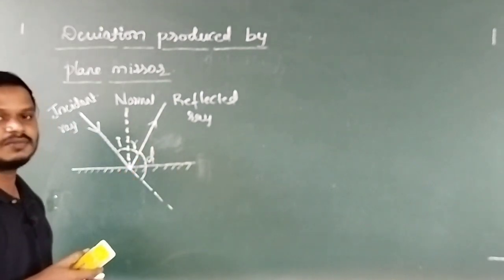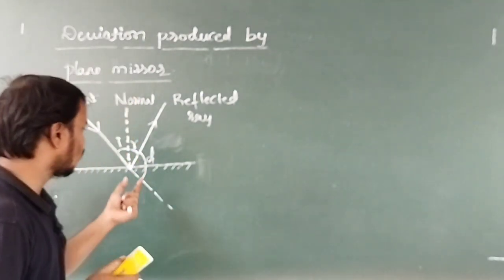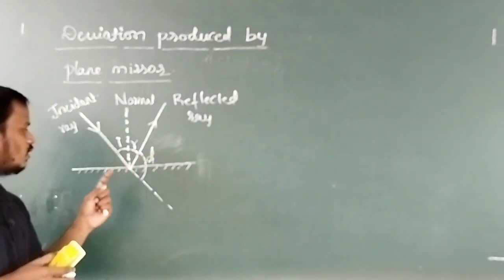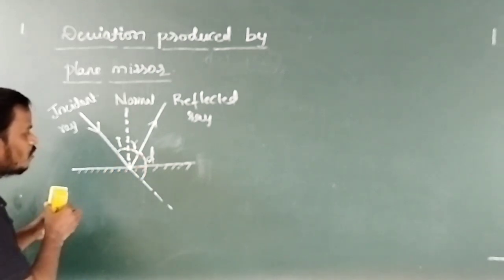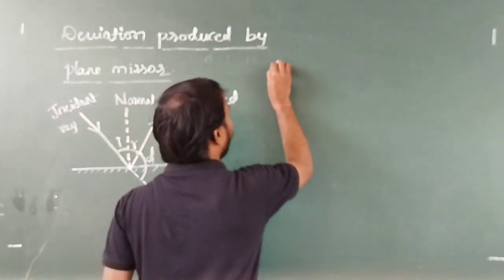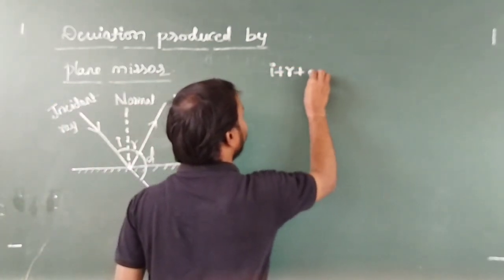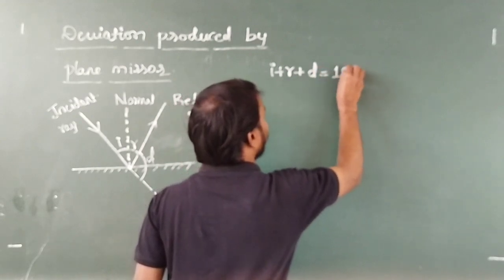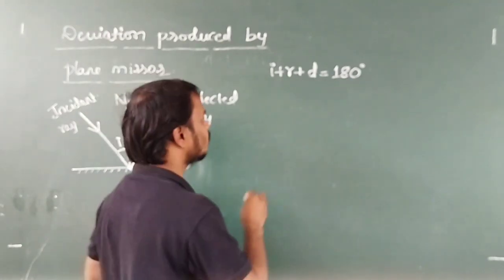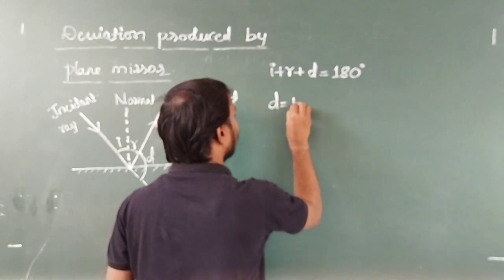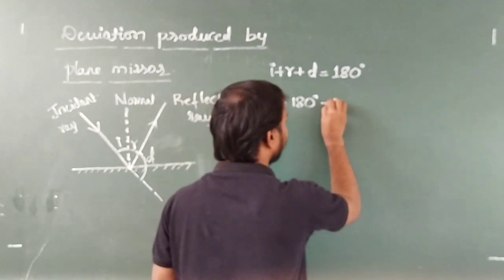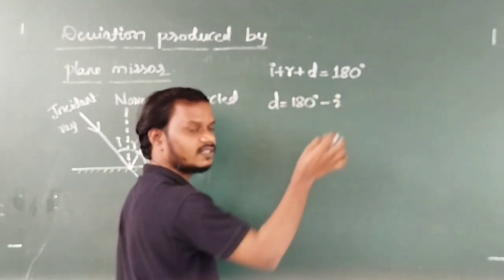The angle of deviation can be represented by d. Okay, then how do we represent the angle of deviation? That can be represented by d. Now we have to find d. Then i plus r plus d is 180. This total angle is how much? 180. i plus r plus d is equal to 180 degrees. Then what do we need? We need d. Then d is equal to 180 degrees. I will take the plus i to the right hand side, that becomes minus i, and plus r to the right hand side, that becomes minus r.